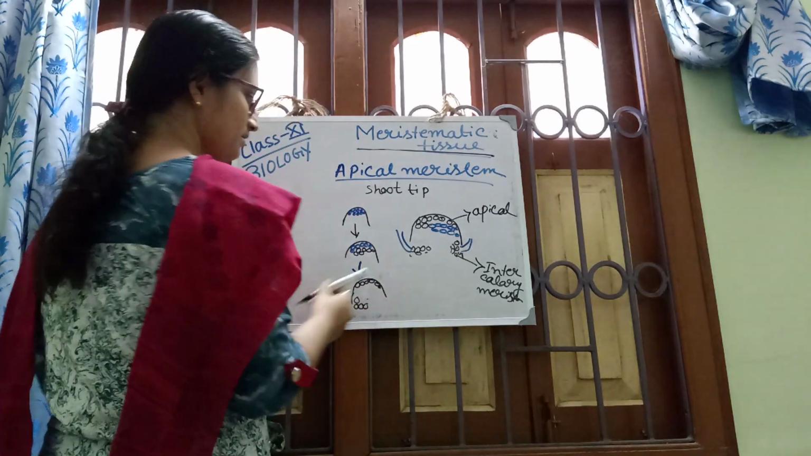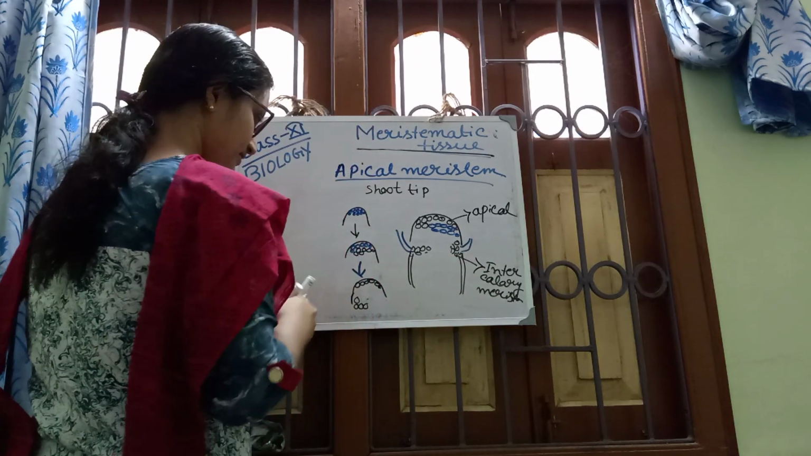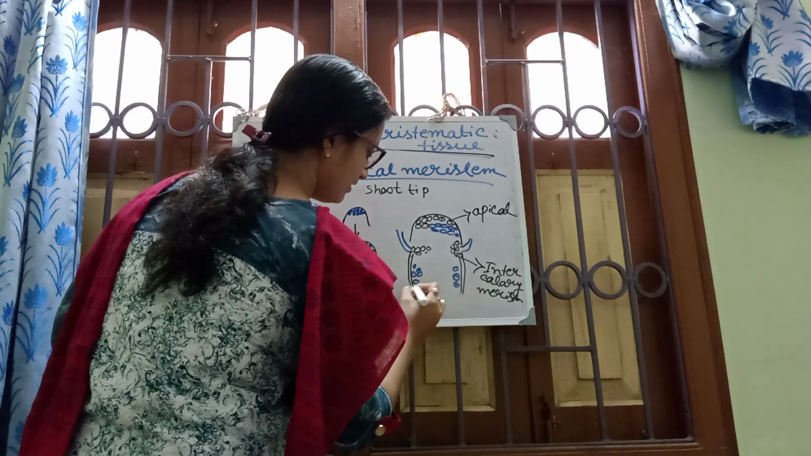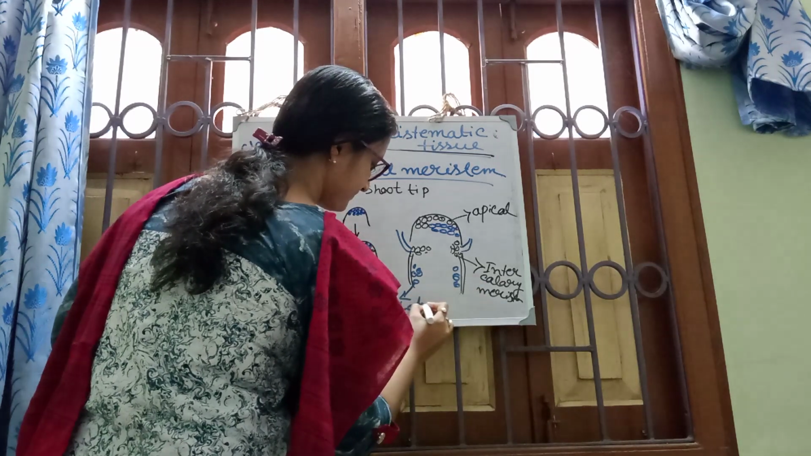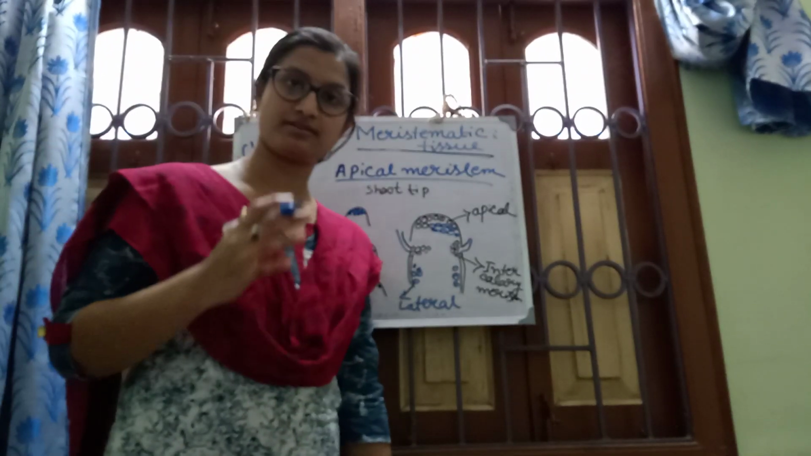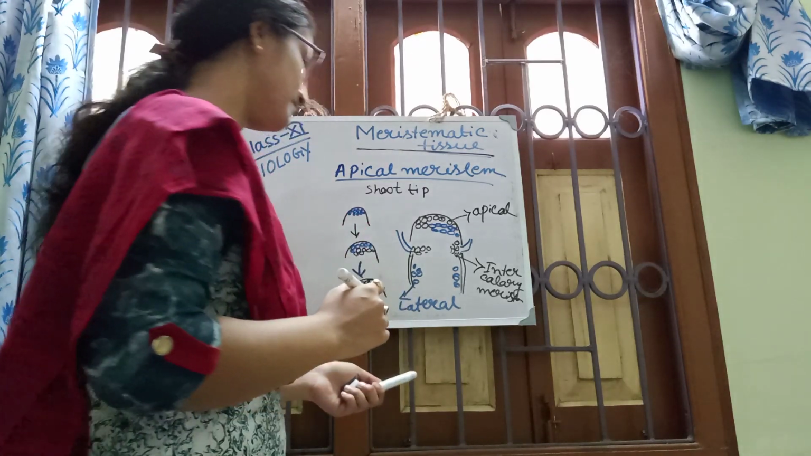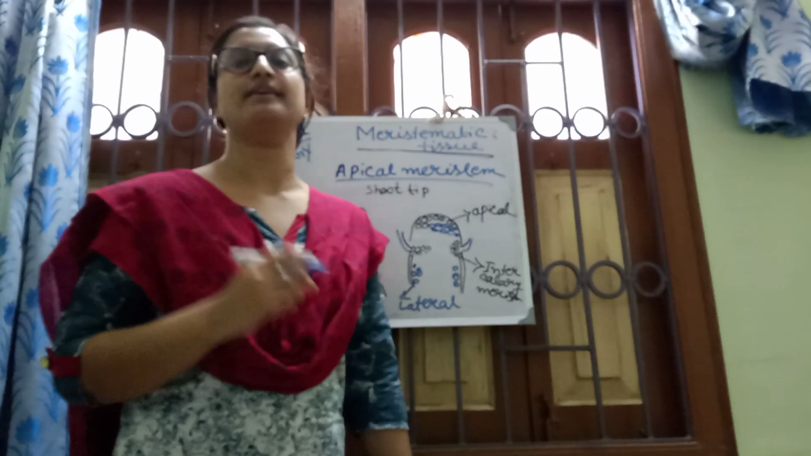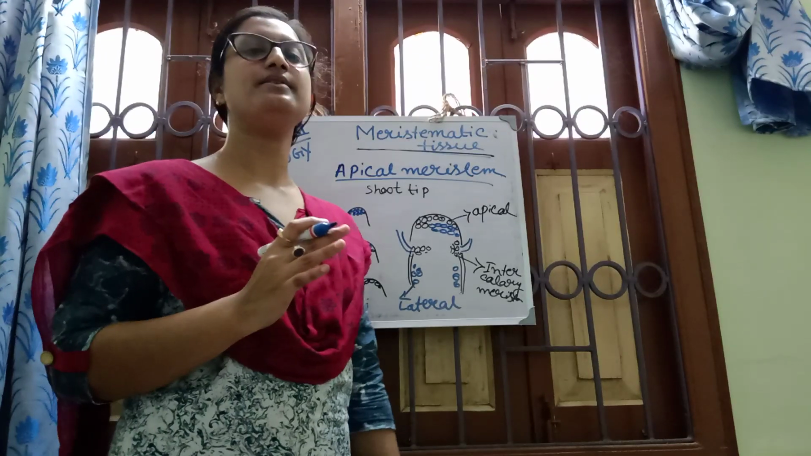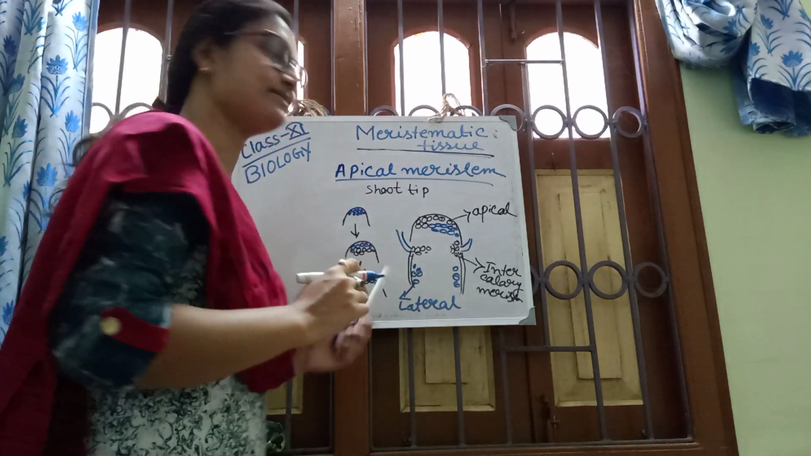Later it elongates, and here also some meristem is present. It is called lateral meristem. The apical and intercalary meristems form first, that's why they are called primary. Later the lateral meristem is formed, so it is called secondary. These are all the types of meristematic tissue: apical meristems, lateral meristems, and intercalary meristems, and their particular locations.